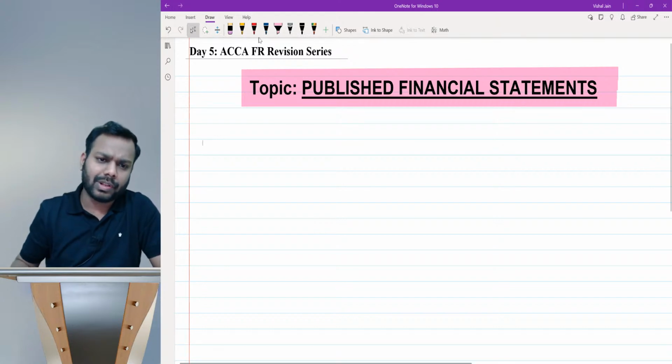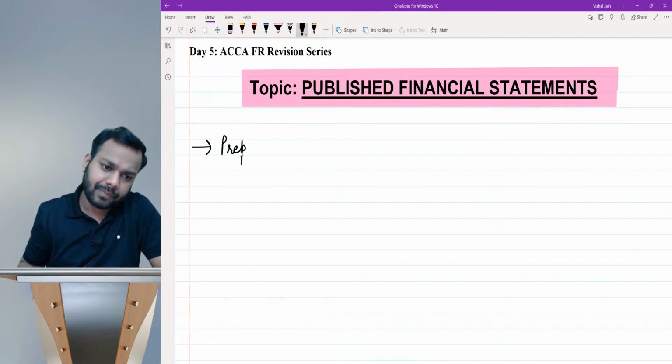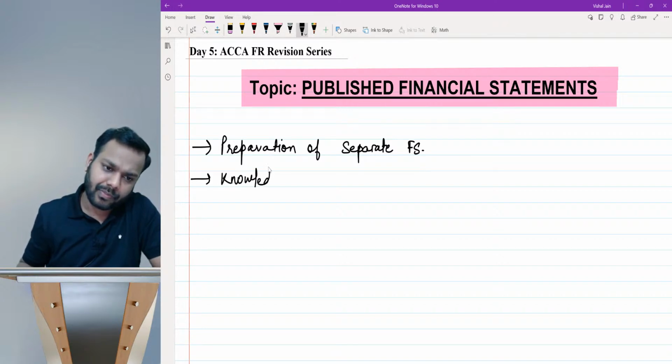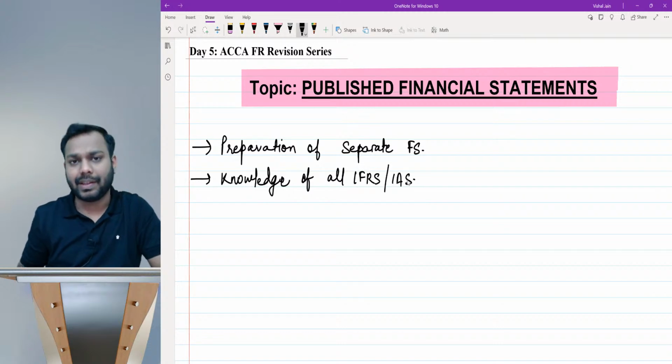So for that, before we study that, you must understand that to solve this, it is nothing but preparation of separate financial statements, and preparation of separate financial statements requires knowledge of all IFRS and IAS, which we have already discussed so far, right?